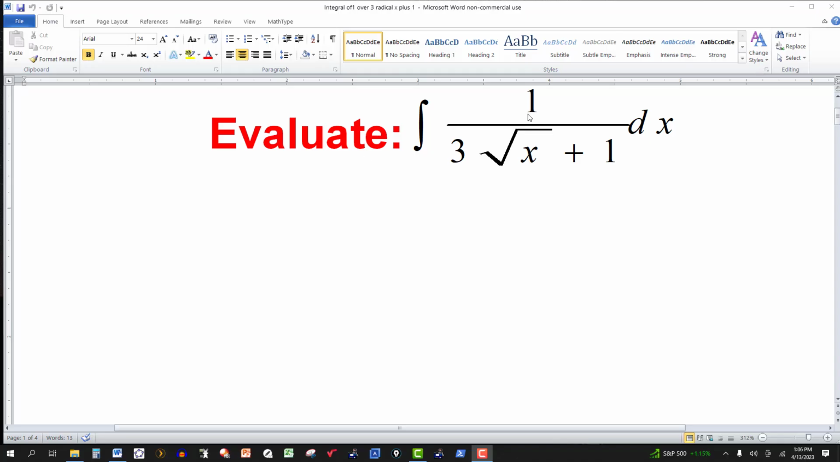In this video, we want to evaluate this integral, 1 over 3 radical x plus 1. If you want to try this, go ahead and pause the video and see what you can do with it, and I'll be back.